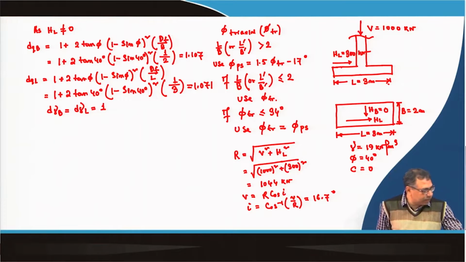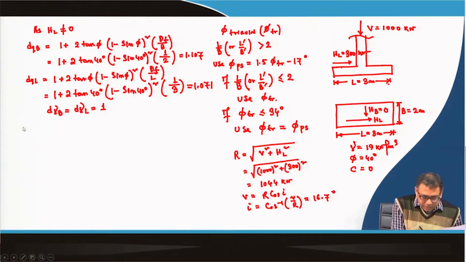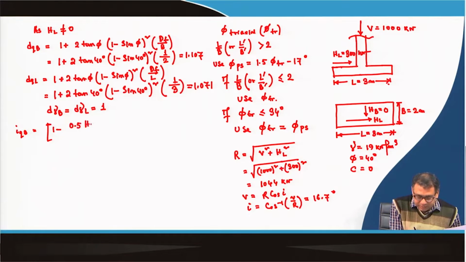Okay. And now, d gamma B and d gamma L is 1 as per the Hansen bearing capacity equation. So now I will go for the inclination factors first, because you have to multiply the inclination factor with a certain term in the shape factor. So now here, iQB is equal to 1 minus 0.5 HB divided by V plus A dash, because here A dash and A are same, and then C A cot phi.